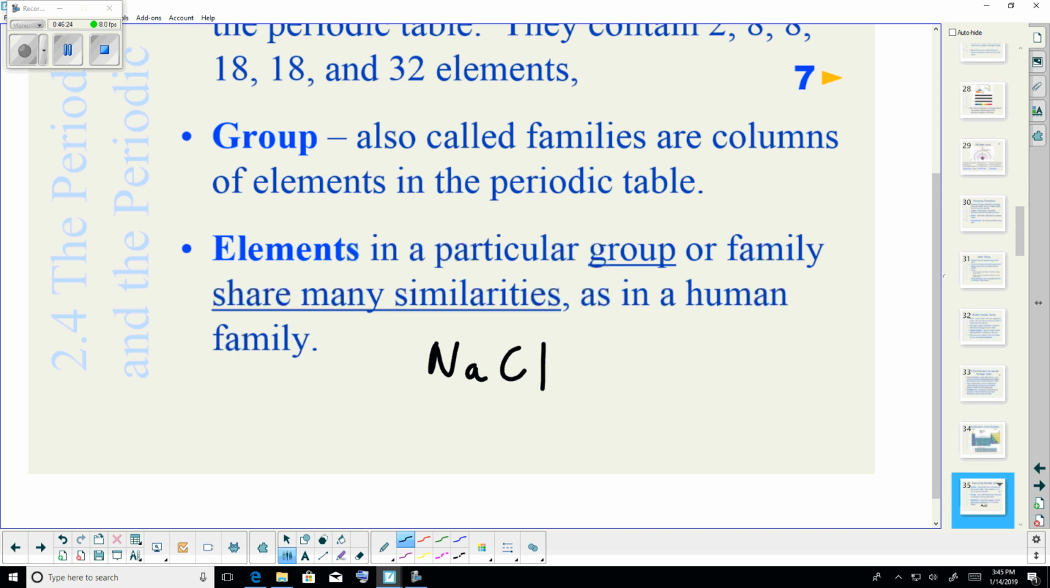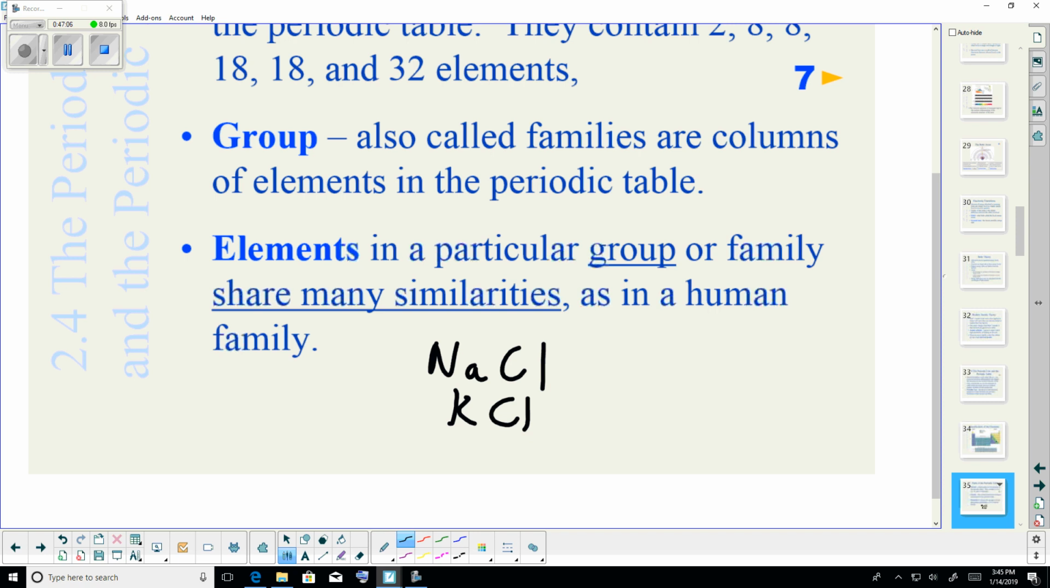NaCl is sodium chloride, salt. So people with high blood pressure have to avoid sodium. So they take a salt substitute. Anybody know what the salt substitute is? And I'm not talking about Mrs. Dash herb mixture. I'm talking about if you go to the store where they have the salt and they have the salt substitute, it's what? It is potassium chloride.